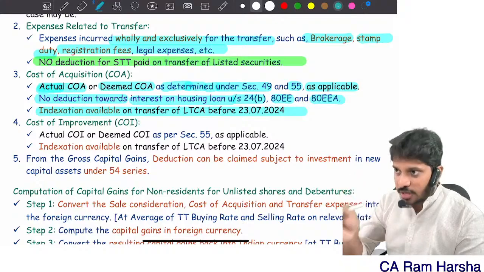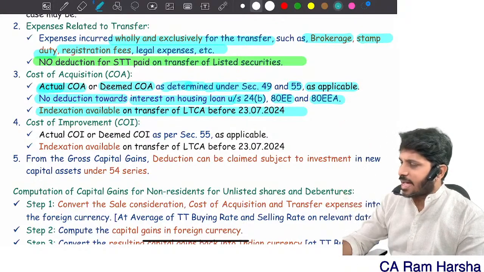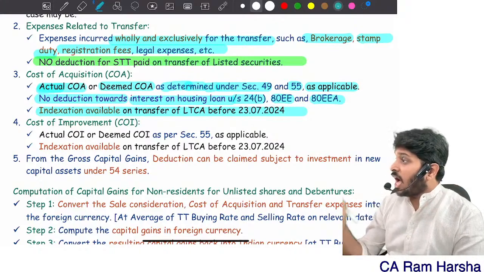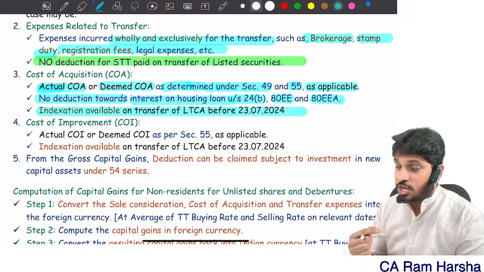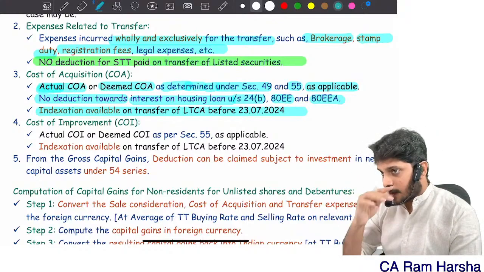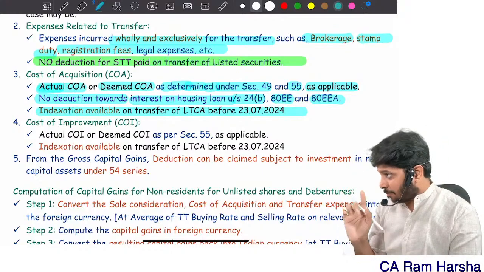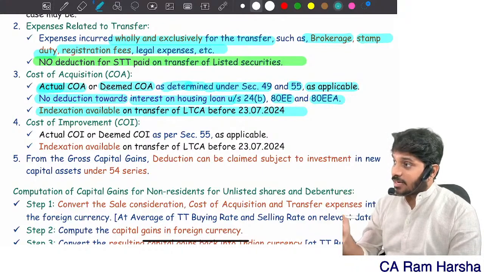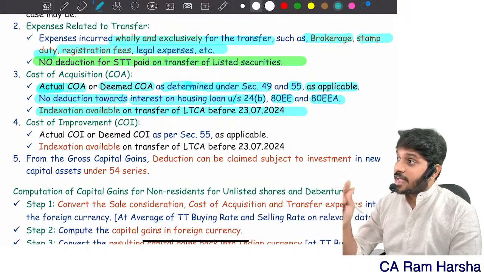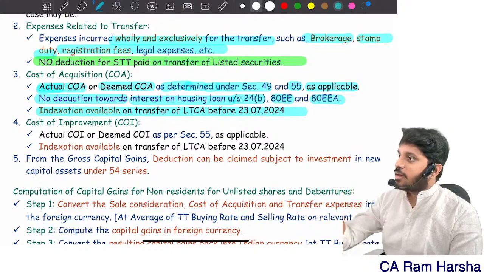Whereas if the transfer is on or after 23rd July, straight away when you are computing capital gains, no indexation at all. However, if you are selling land or building or both, by an individual or HUF who is a resident in India, there also capital gain computation will be done without indexation. But for him, at the time of tax computation working, we should consider capital gain once again with indexation and apply 20% tax rate, and without indexation and apply 12% tax rate.